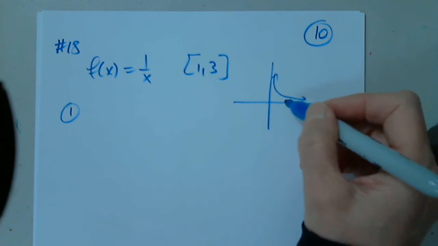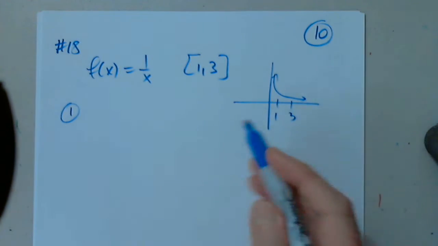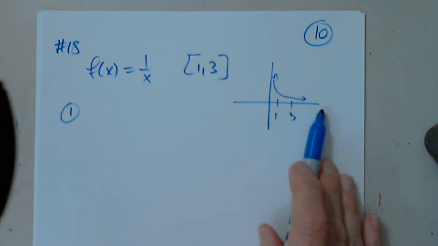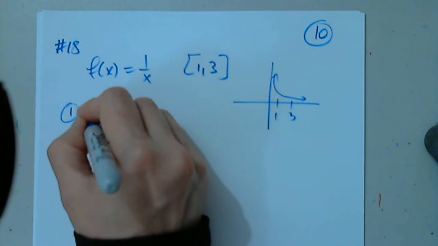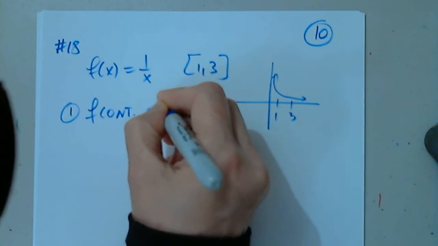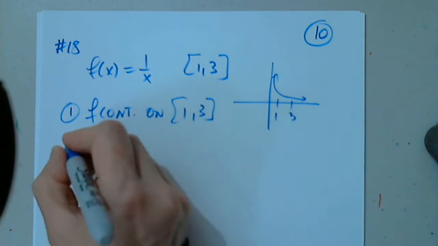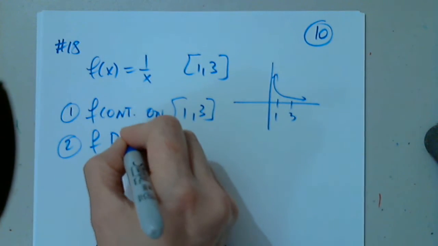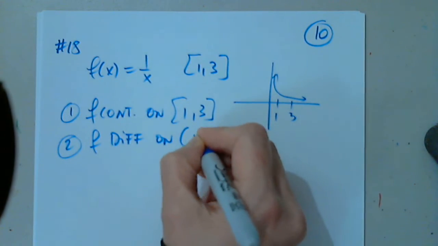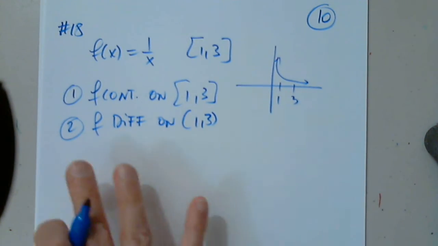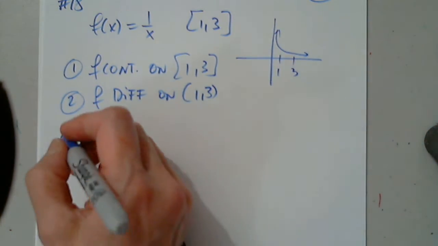Okay, so number 1, remember the graph. Always remember the graph. Between 1 and 3, no problems. Continuous and differentiable. So f is continuous on 1 comma 3. Number 2, f is differentiable on at least 1 comma 3. There's no third hypothesis.